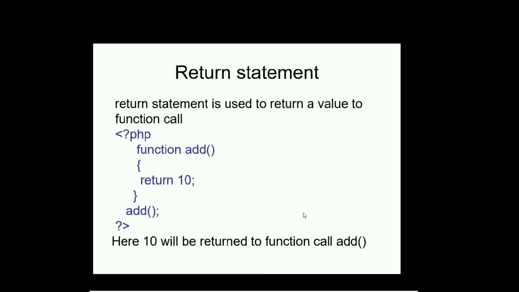That means the function will return a value to the location on the sixth line. On the sixth line there is a function call, and 10 will be returned to this location. I think it will return to the sixth position here. I think it's clear. Are you able to understand? It's called returning a function.